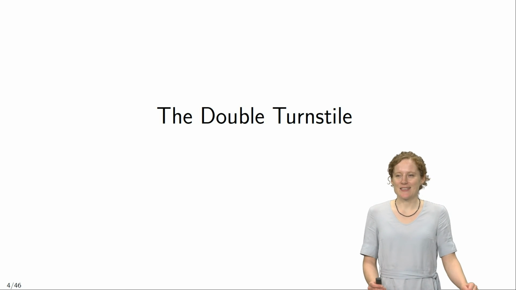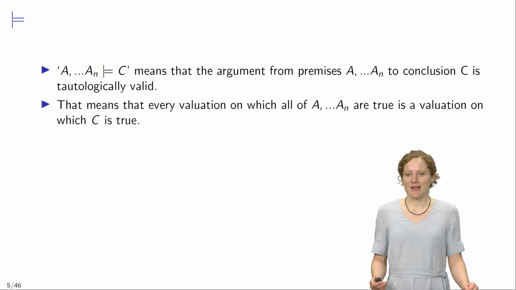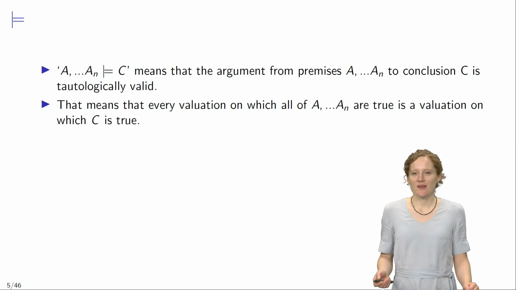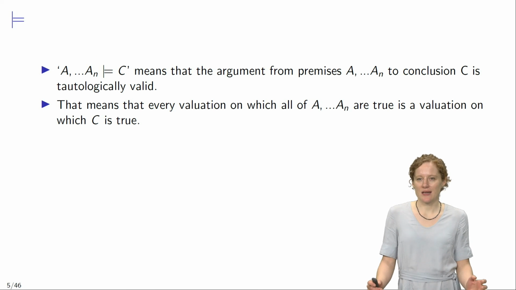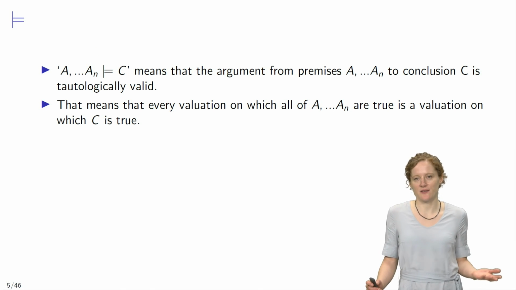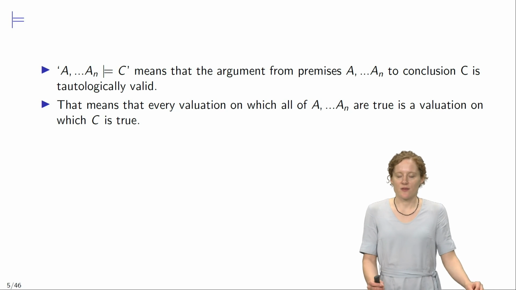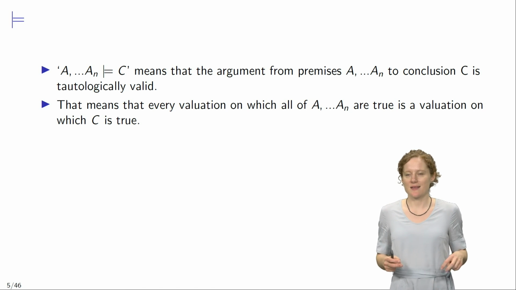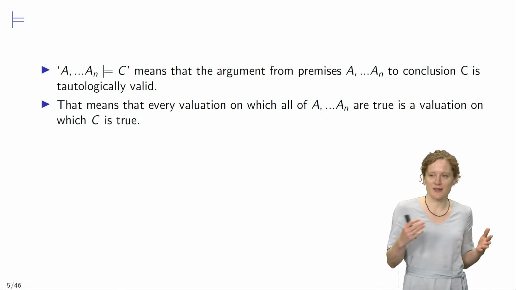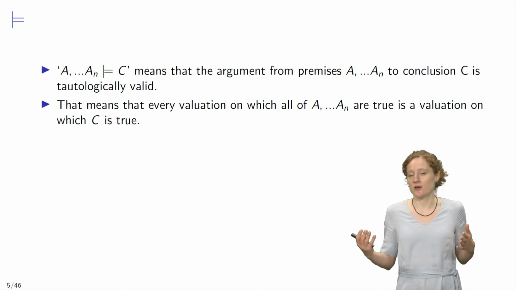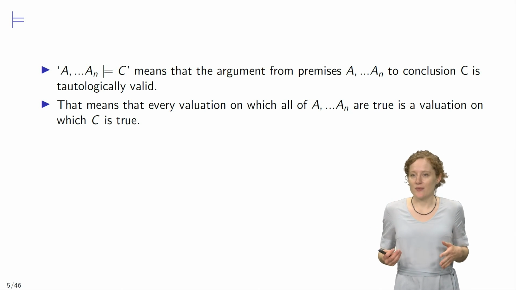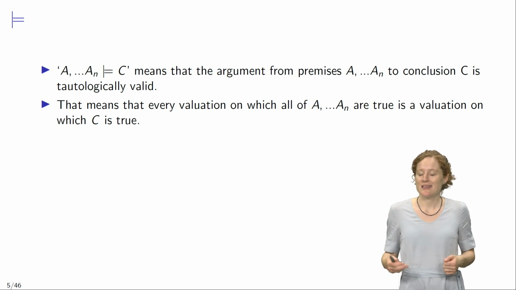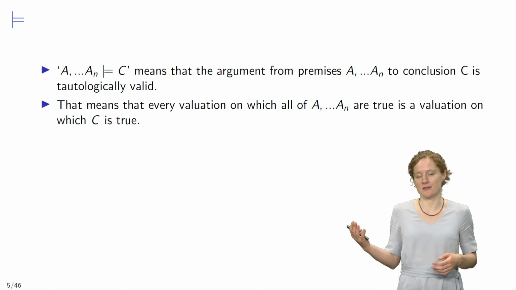So what is the double turnstile? The double turnstile looks like this symbol there in the upper left corner. And it allows us to make claims about the tautological validity of arguments. So the sentence A1 to AN double turnstile C means that the argument from premises A1 to AN to conclusion C is tautologically valid. And that means that every valuation on which all of the premises A1 to AN are true is a valuation on which the conclusion C is true as well.